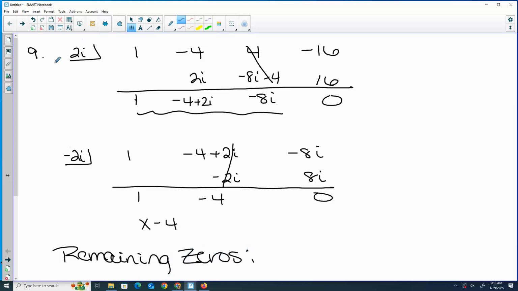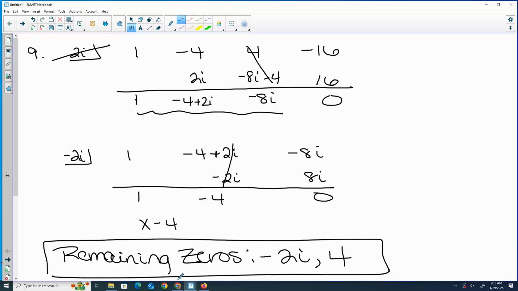All right, I already gave you 2i, so you don't have to tell me that one again. But we found out -2i worked. And what makes x minus 4 equal 0? Positive 4. So again, I didn't list 2i because I just asked for the remaining zeros, not all the zeros. This is it.